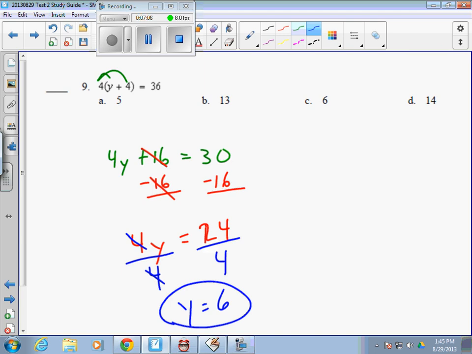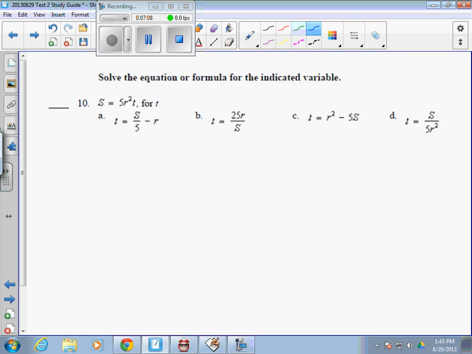C. Number 10 says solve the equation for the indicated variable. So you have s equals 5 r squared t. Solve for t. So that means you want to get t by itself. So at the end of the problem, you want it to say t equals all by itself. So this says 5 times r squared times t. Undo multiply by this by dividing by everything that's not t. So everything that's not t on the right side is 5r squared.